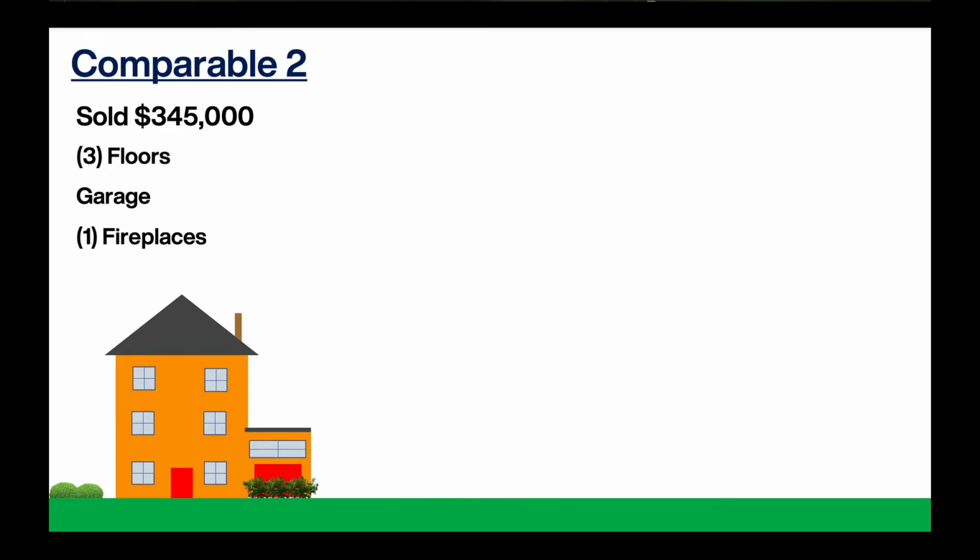Our subject has 2 floors, a garage, and no fireplace. To give our second comparable property the same features as the subject property, we need to first adjust for the additional floor. Specifically, we need to take away the difference in value between having 3 floors and 2 floors. Let's assume each floor has a value of $20,000, giving 2 floors a $40,000 value and 3 floors $60,000, making the difference in value $20,000.